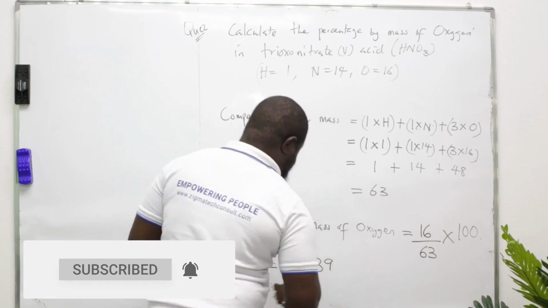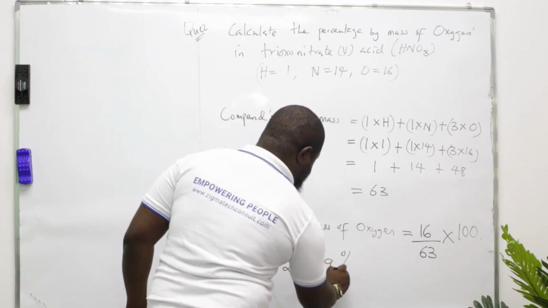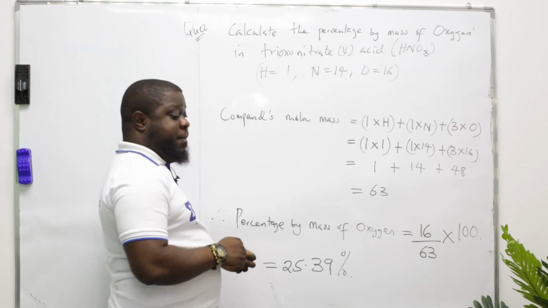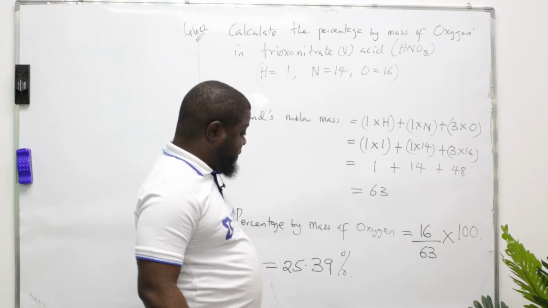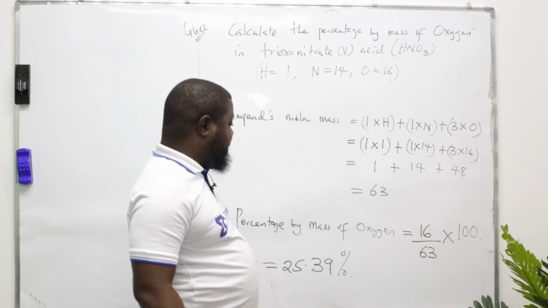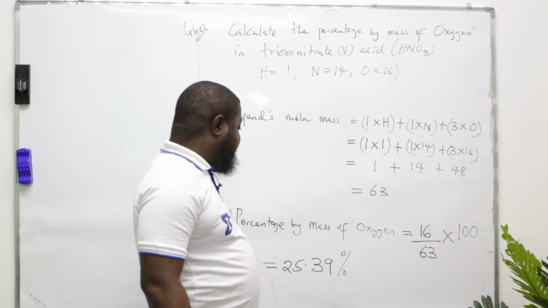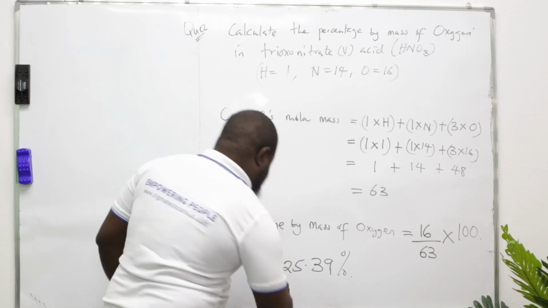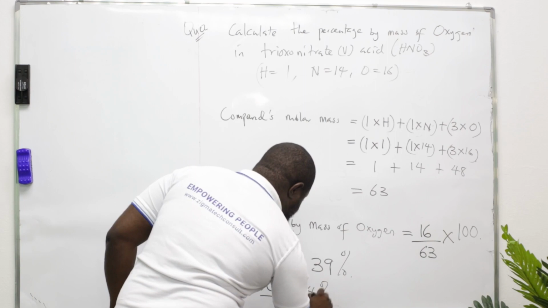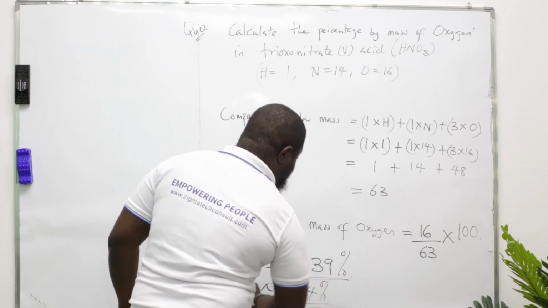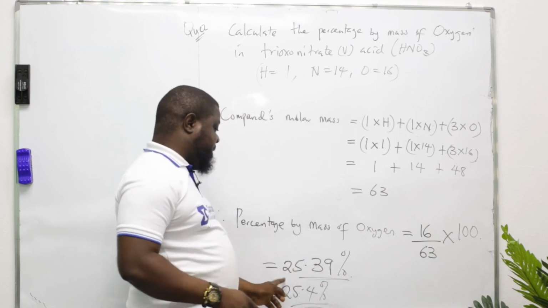So it is going to give us 25.39%. If you use a calculator, it is 25.39%, or approximately 25.4%. Any of the two answers is correct.